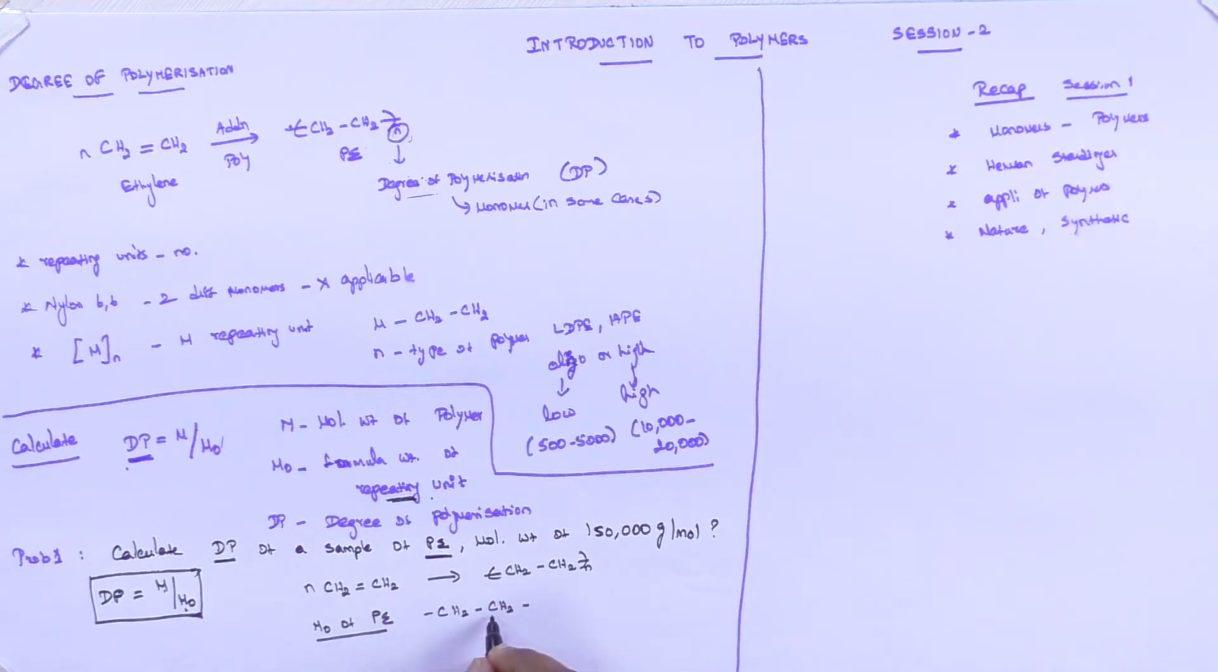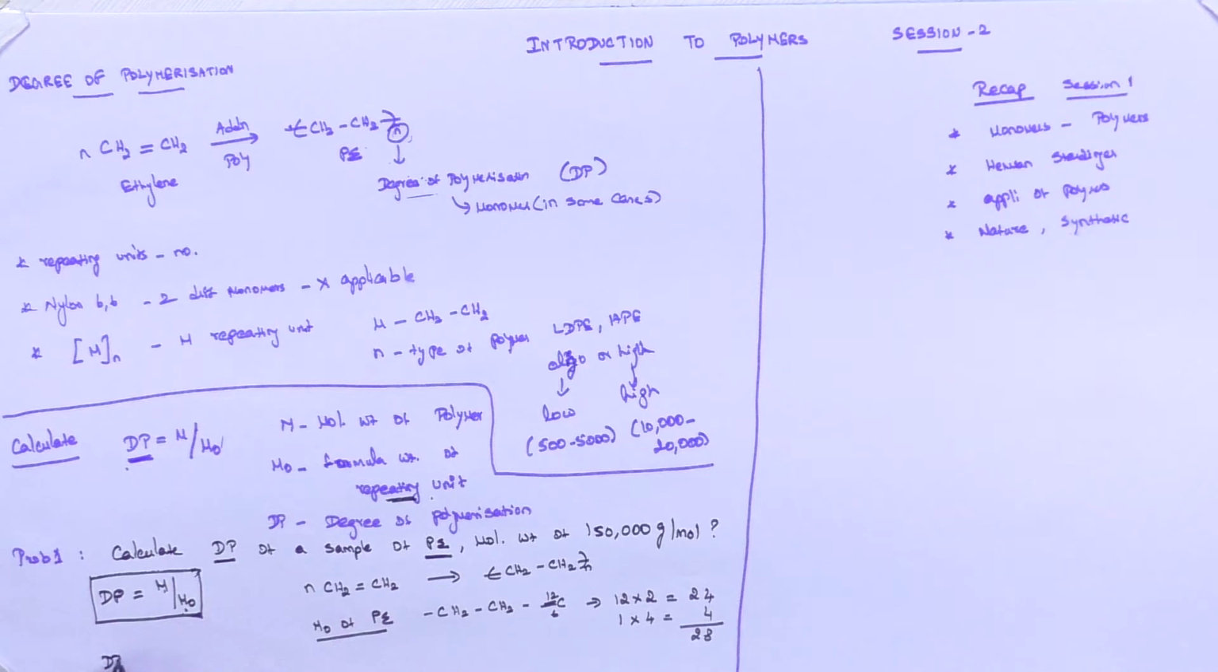Therefore, how many carbon atoms are there? There are 2 carbon atoms and the atomic mass is 12. So, what I am writing is 12 into 2, as there are 2 carbon atoms, which is equal to 24, and you have 4 hydrogen atoms. So, 1 into 4, which is equal to 4. Totally you have 28. So, m naught value is 28.